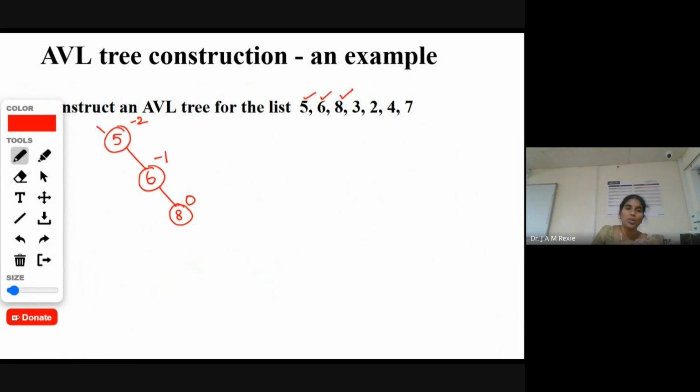This is the pivot node. With respect to the pivot, I have to check where I inserted the new value. I inserted at the right of right. If it is right of right, it is the mirror image of the single right rotation, so I have to rotate towards left. The result will be, when I'm rotating towards left, the 6 will occupy the top.